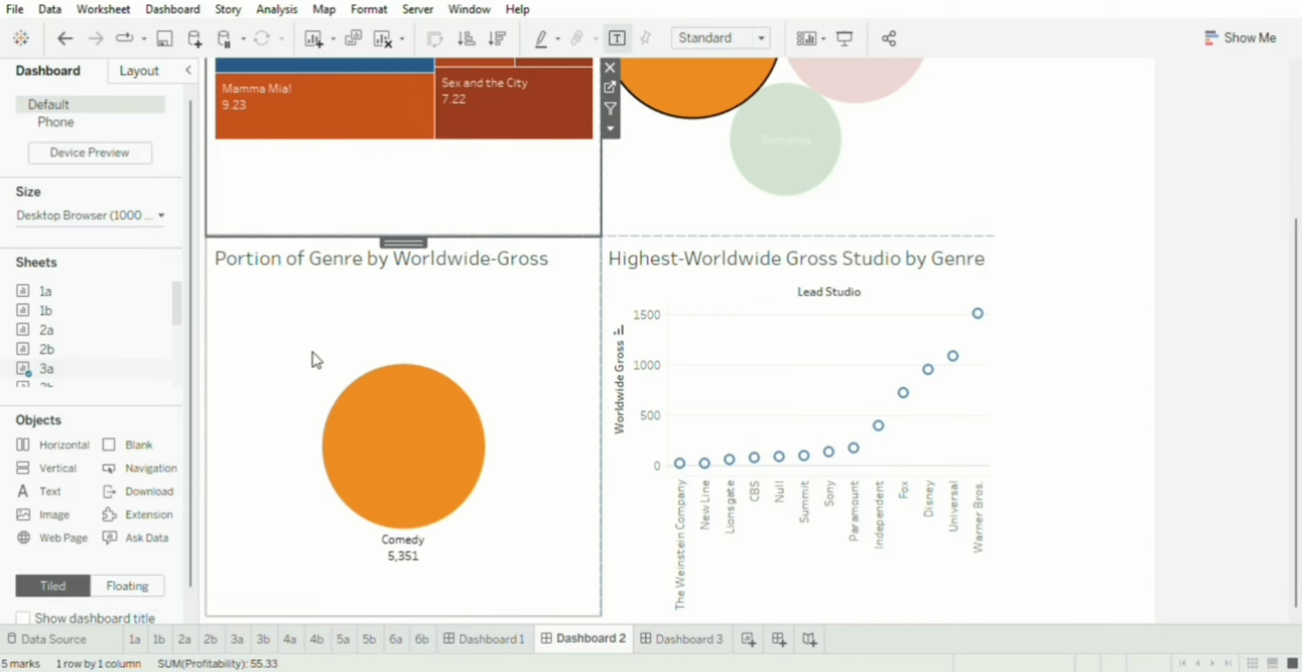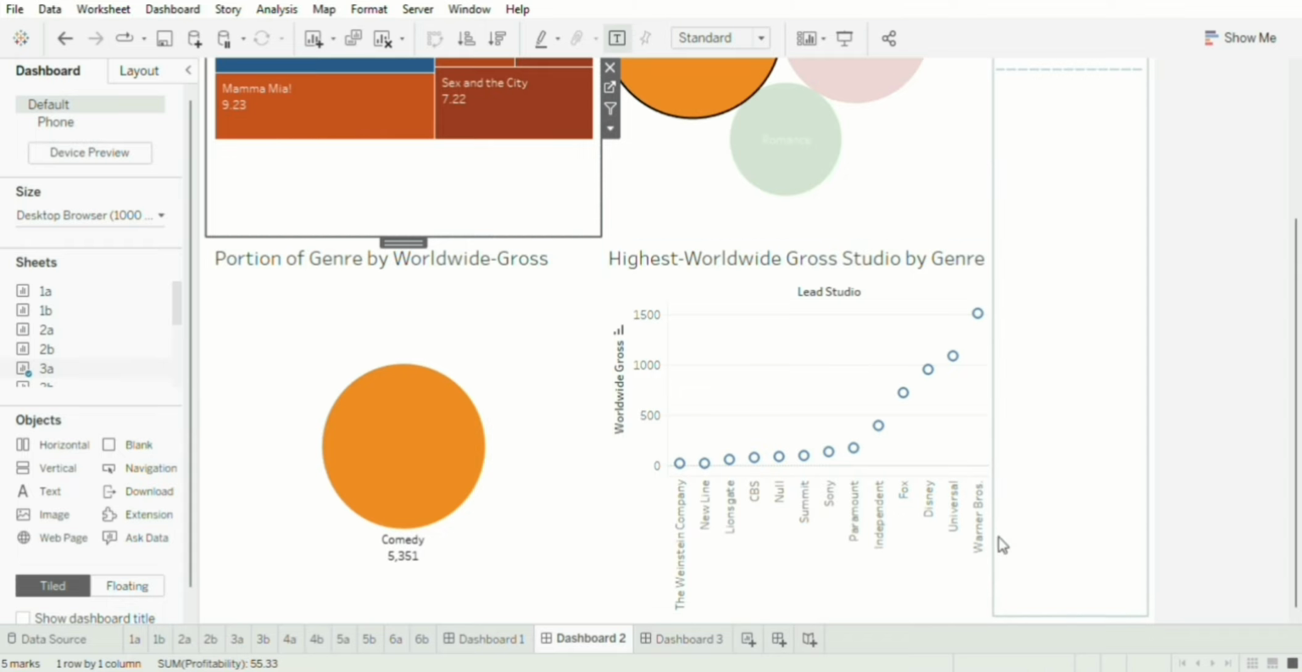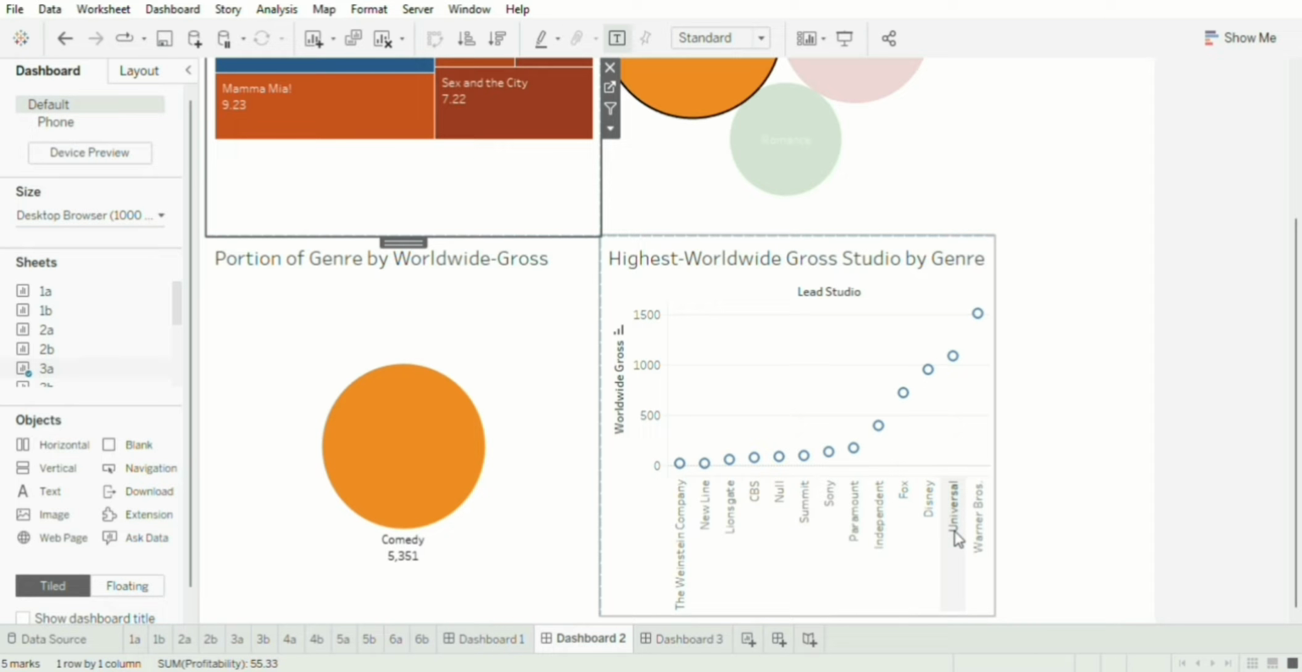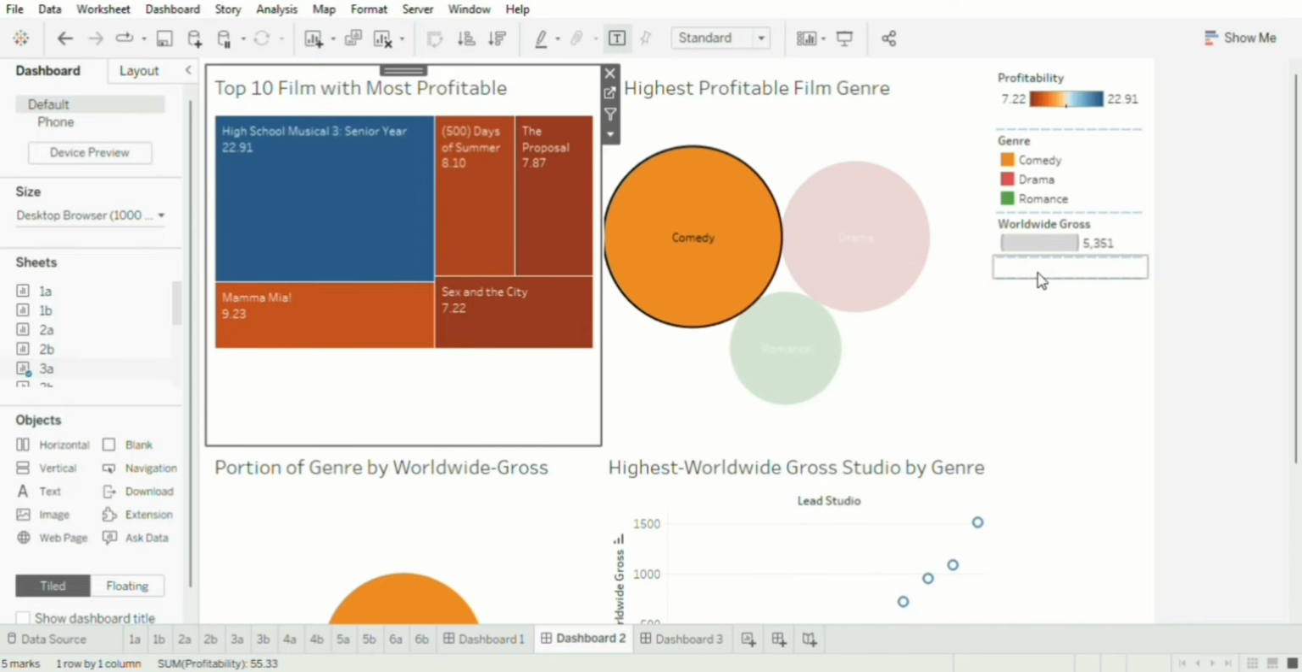Also, we can see the portion of the genre by worldwide growth is the highest one. And if you look at the lead studio with the highest worldwide growth, maybe if the company wants to make a film in the genre of comedy, they can look at Warner Bros, Universal, or Disney because these 3 studios have the highest worldwide growth in the genre of comedy. So maybe if the company looks at Warner Bros., they will get a chance or opportunity to get more worldwide growth and a high profit.